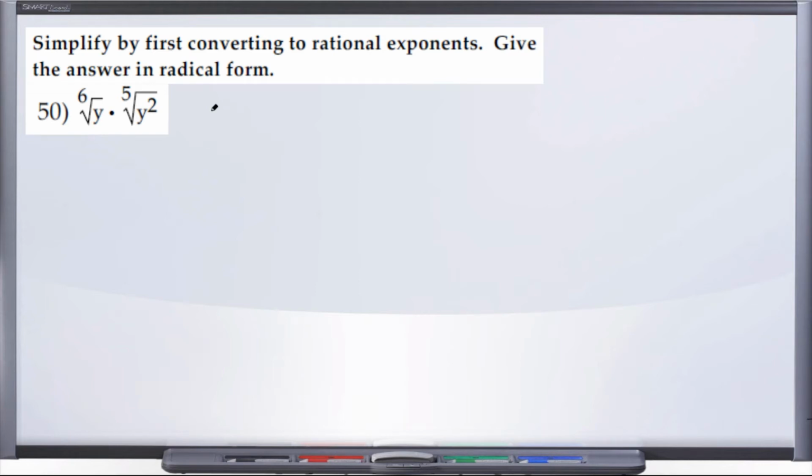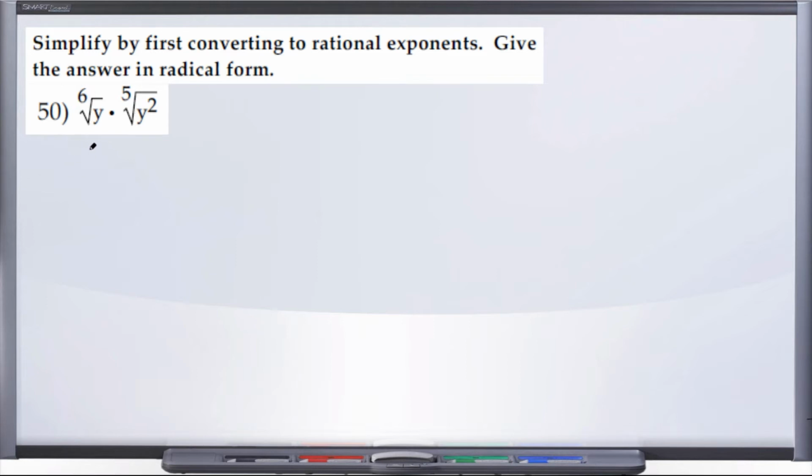So number 50 here tells us to simplify by first converting to rational exponents and then give the answer in radical form. So we're multiplying the 6th root of y times the 5th root of y squared. And the reason we can't multiply these two things directly is because our indices, our roots, are different. And we need to have the same root or index in order to multiply.